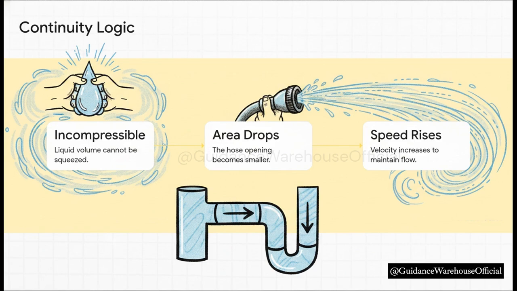And there it is. The equation of continuity, A1 times V1 equals A2 times V2. When you put your thumb over the hose, you shrank the area. Because the water can't be compressed, physics literally demands that the speed shoots up to get the same amount of water through that smaller hole.